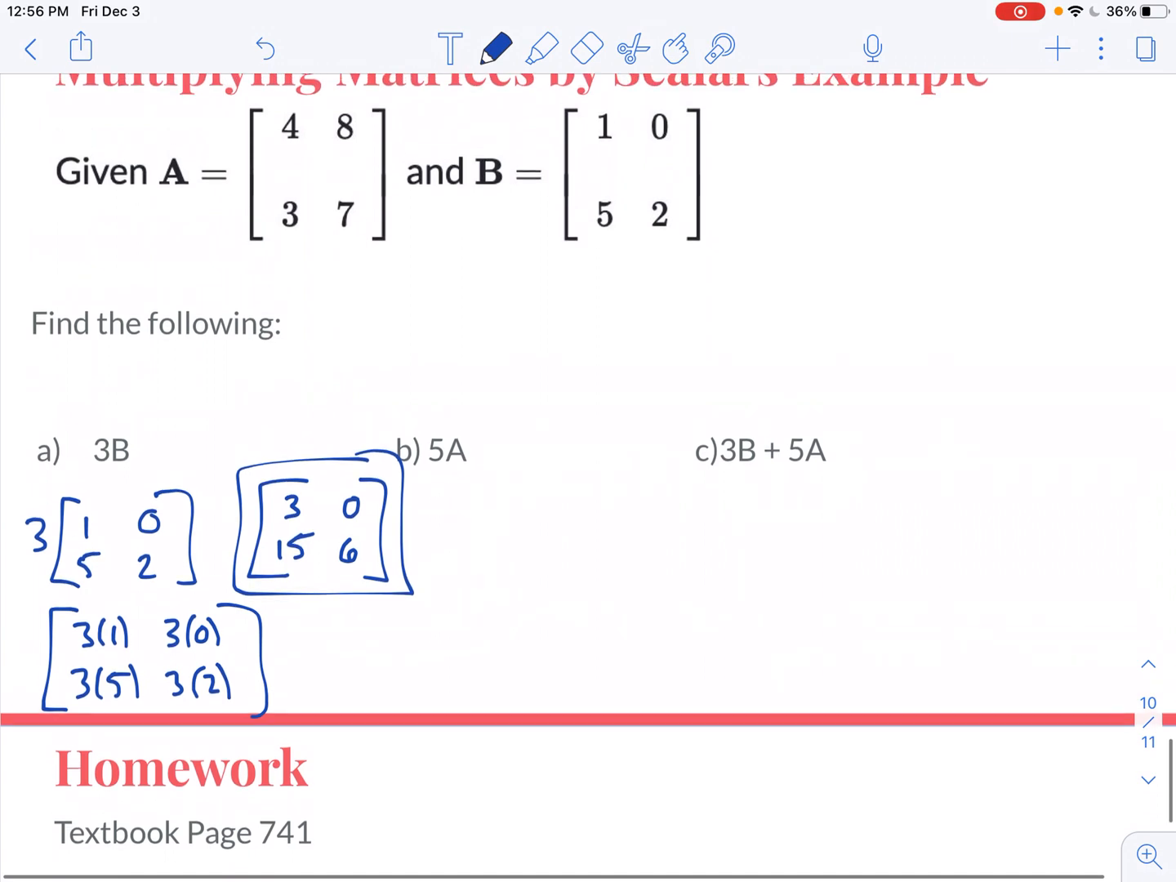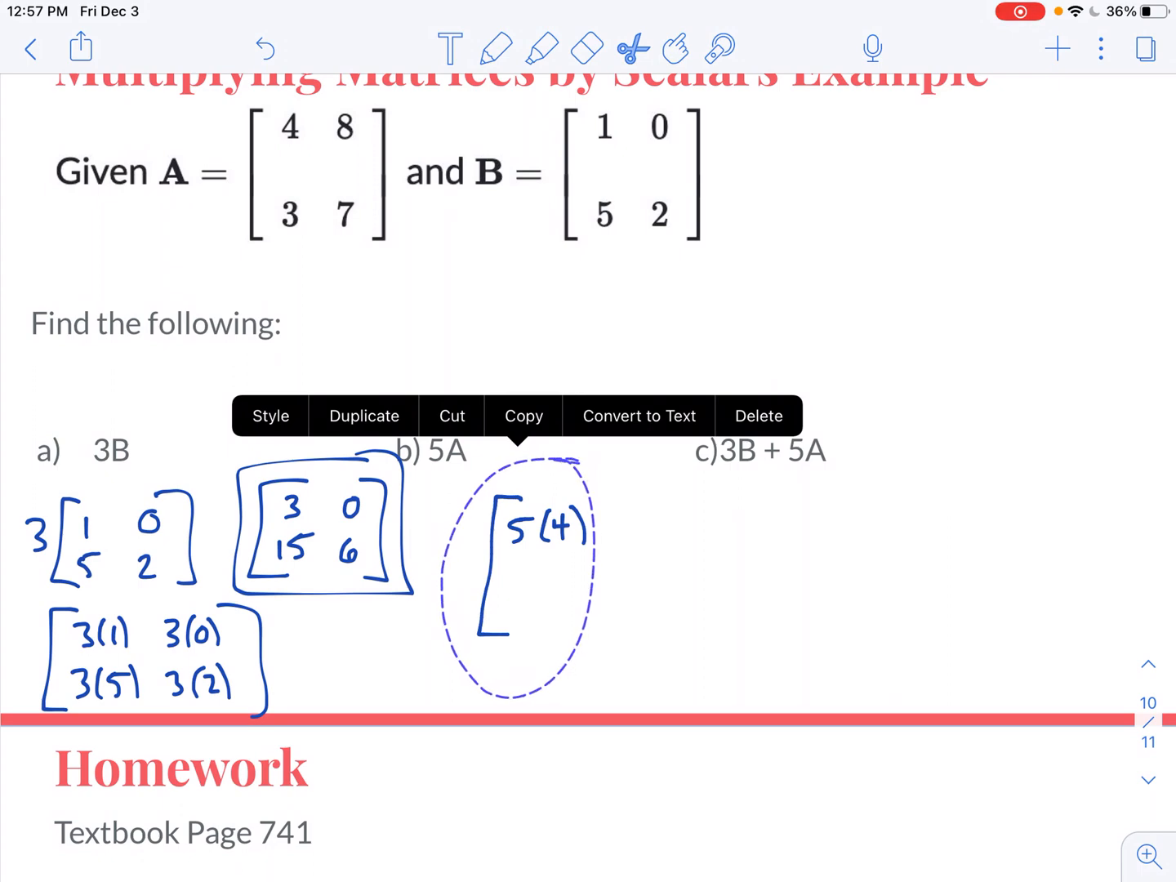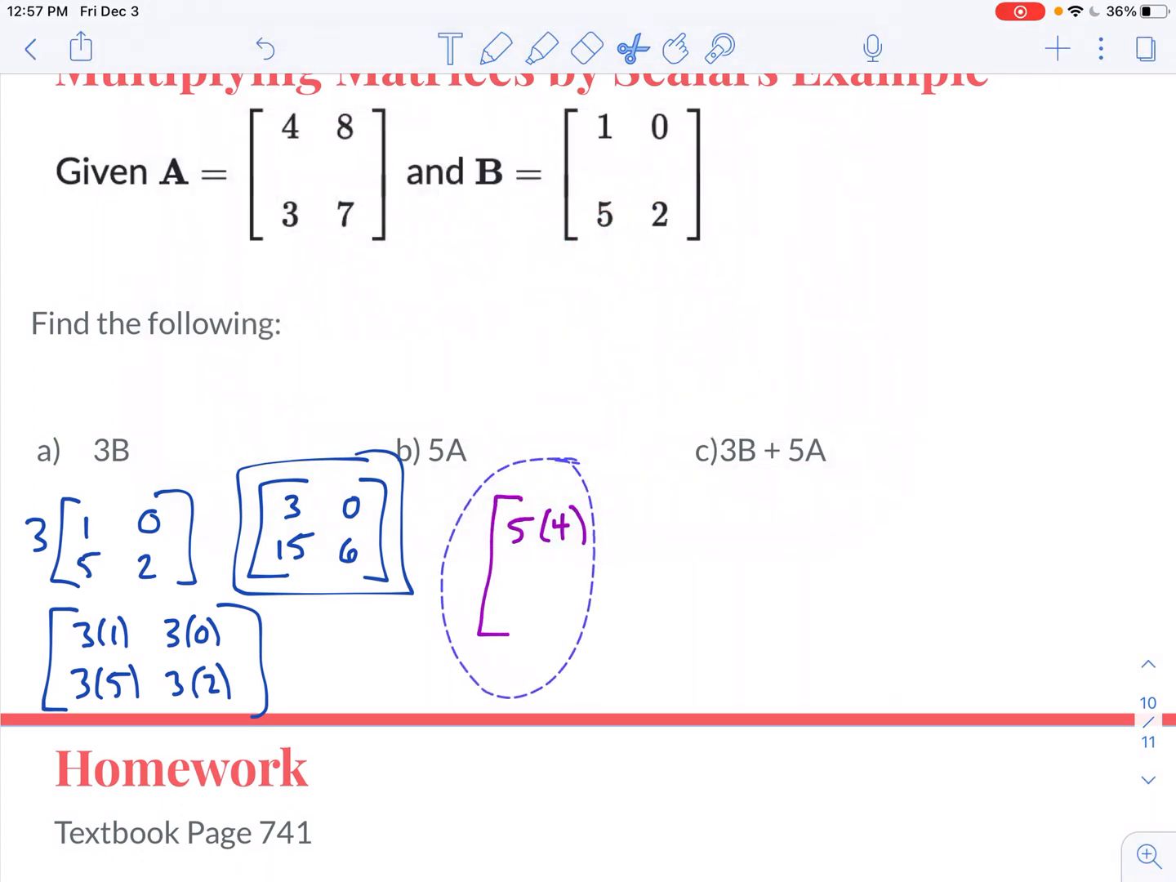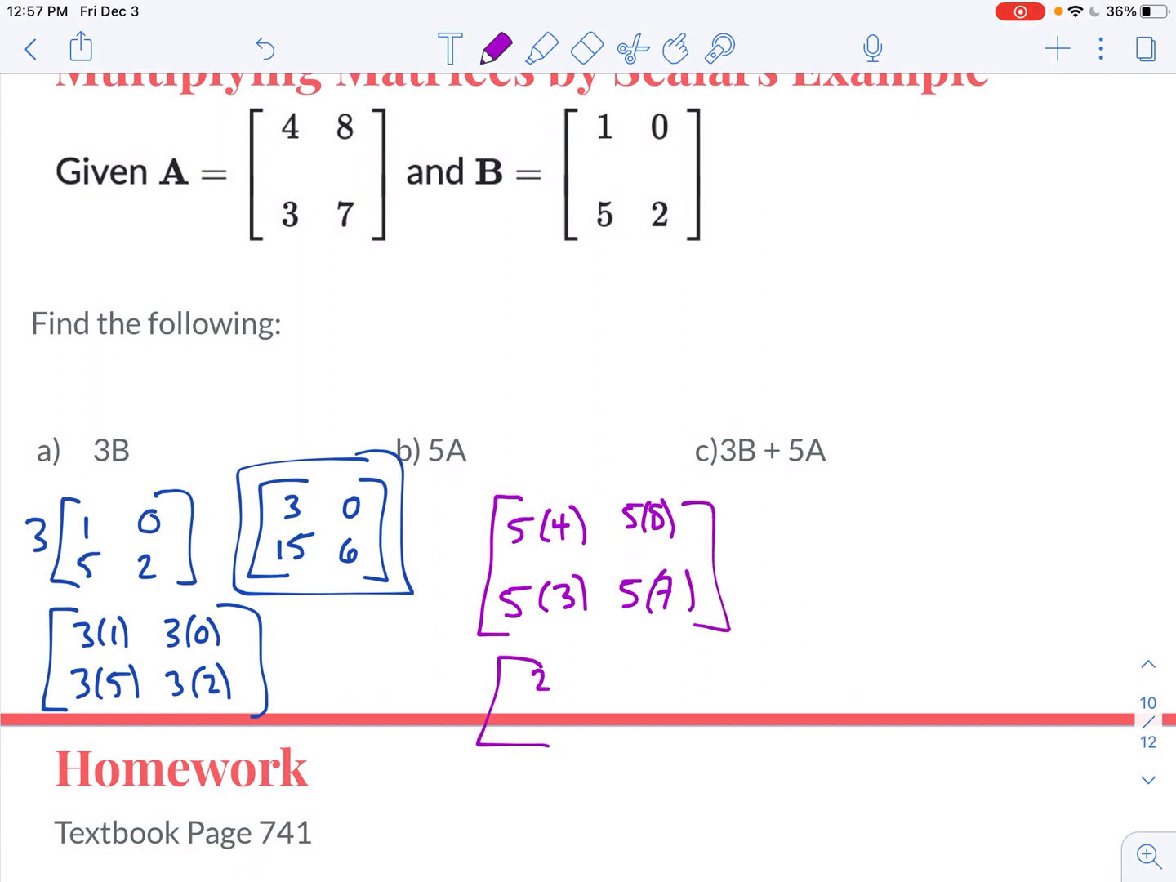When I do 5A, same principle. I'm going to skip ahead to just saying that this is going to be 5 times 4. Let me change colors here so that we can differentiate this a little bit better. 5 times 3, 5 times 8, and then 5 times 7. So this will be 20, 40, 15, and 35. So that will be our new matrix.